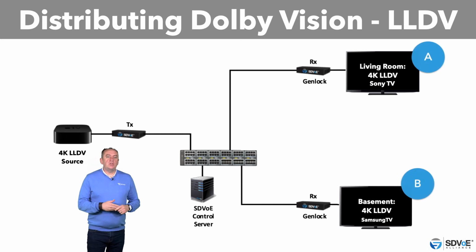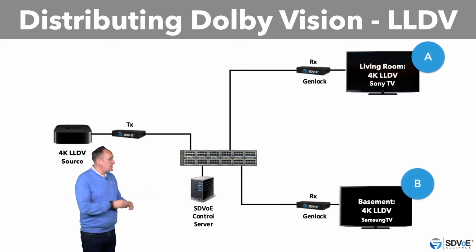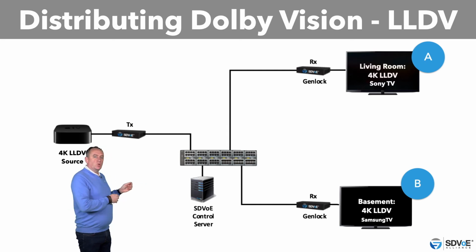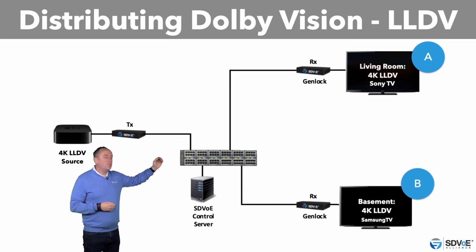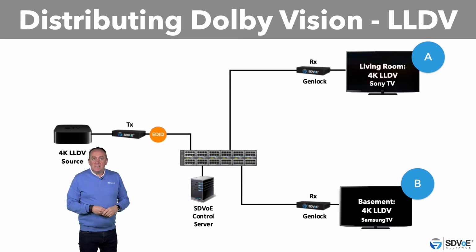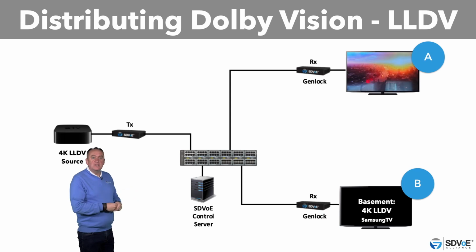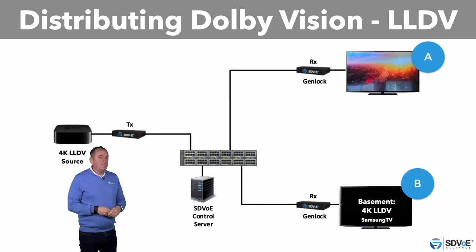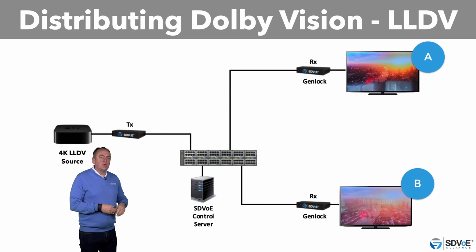Let's see what happens when two LLDV capable displays made by different manufacturers are in play. This means that the source will need to optimize its signal for one display or the other. And in this scenario, the source is provided with the EDID from display A. This means that display A will show an image that is the best possible image for that display. Display B can still show the content, and it will still be a very clear picture, even HDR. However, it won't necessarily be the best picture possible for display B.